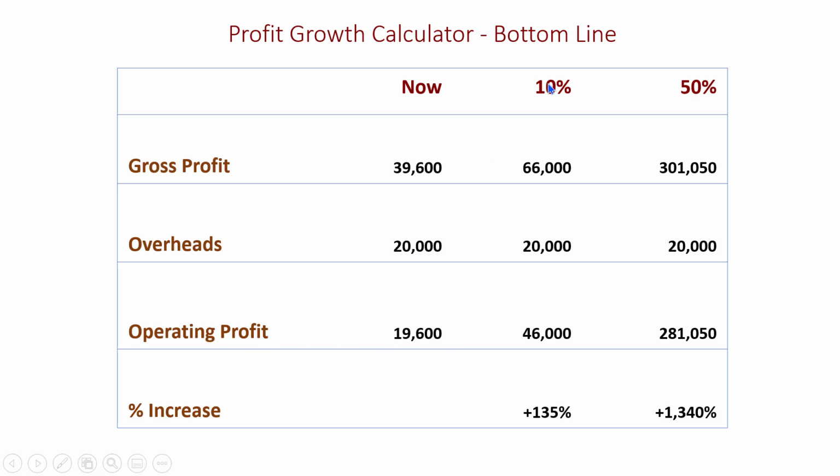We make the 10% improvements in the 4 key areas, we end up with a bottom line of 46,000, which is more than doubled. And if we manage to make the 50%, well, we just completely transform the bottom line. We've actually increased it by over 1,300%. So you can see that the potential to transform your bottom line is absolutely huge, and all it requires is to make smallish improvements in 4 key areas.